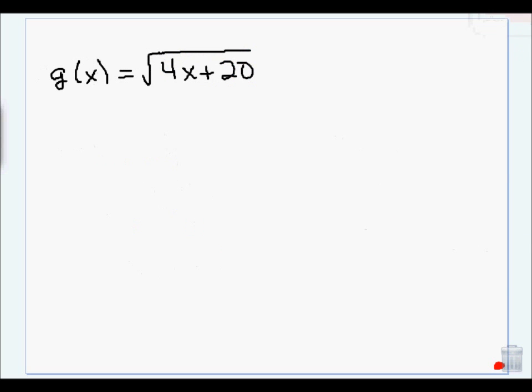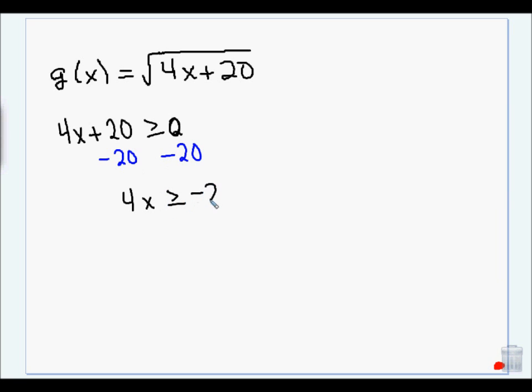Okay, and for our last one, 4x plus 20 greater than or equal to 0. Subtract 20 from each side, and I get 4x is greater than or equal to negative 20. Divide by 4. And I get x is greater than or equal to negative 5. And I didn't have to flip it this time because I divided by positive.